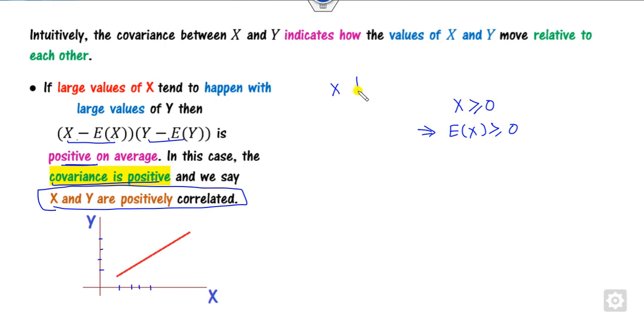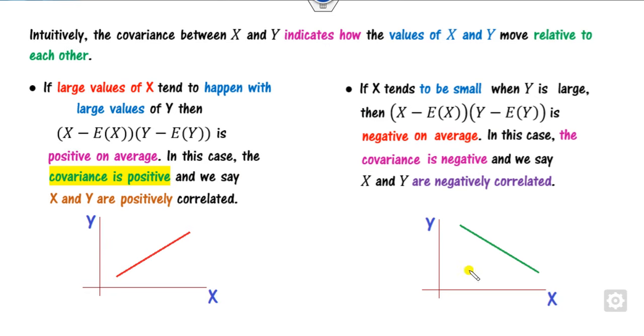Or if you decrease the value of x and y also decreases, then again it is positively correlated. On the other hand, when you increase the value of x and the corresponding value of y decreases, then this is called negatively correlated. Or you can see, we all know whenever x is less than 0, then the expected value is also less than 0. This expected value is in terms of the covariance.